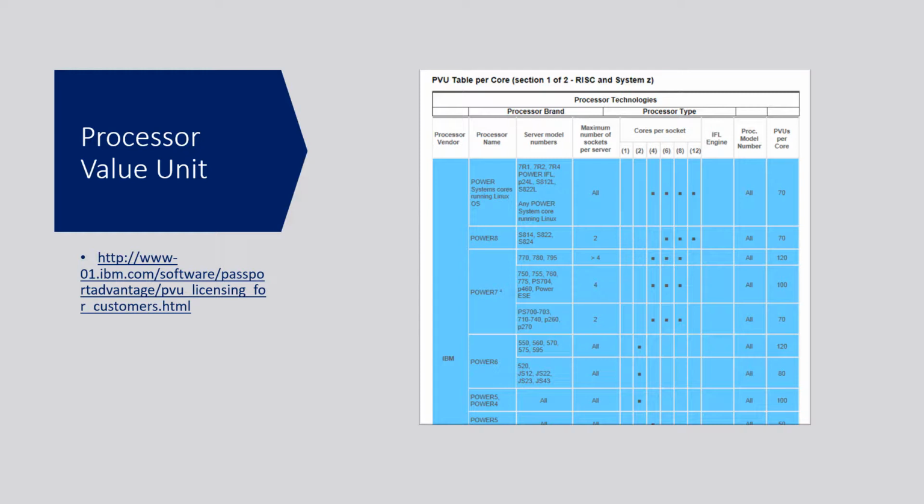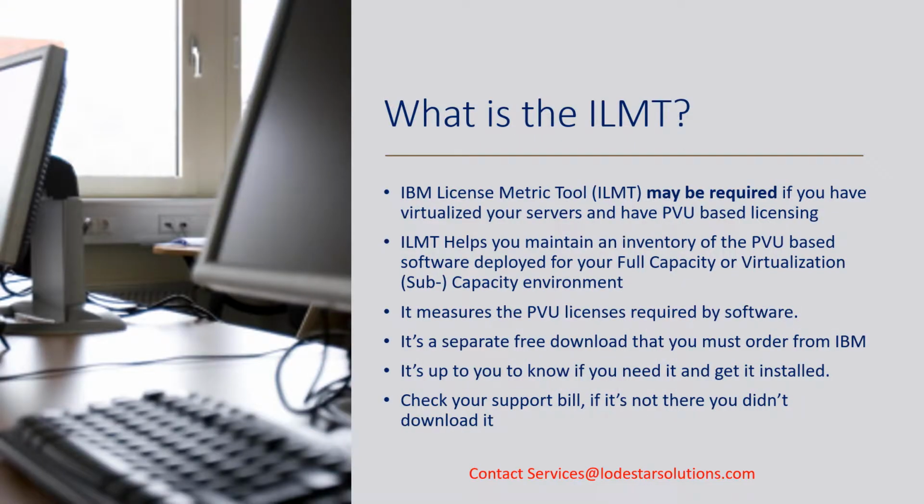We're going to stay pretty high level on the PVU today, but just know if you have PVU licensing, this could apply to you. If you have all authorized user licensing, and you can see that on your support renewal, then you can probably end this video and move on to the next video to educate yourself on upgrading your Cognos Analytics environment. But for those of you that do think you might have PVU, or you might be thinking about moving to PVU licensing, then we need to learn more about the IBM License Metric Tool. And this may be required to be installed if you have virtualized your servers.